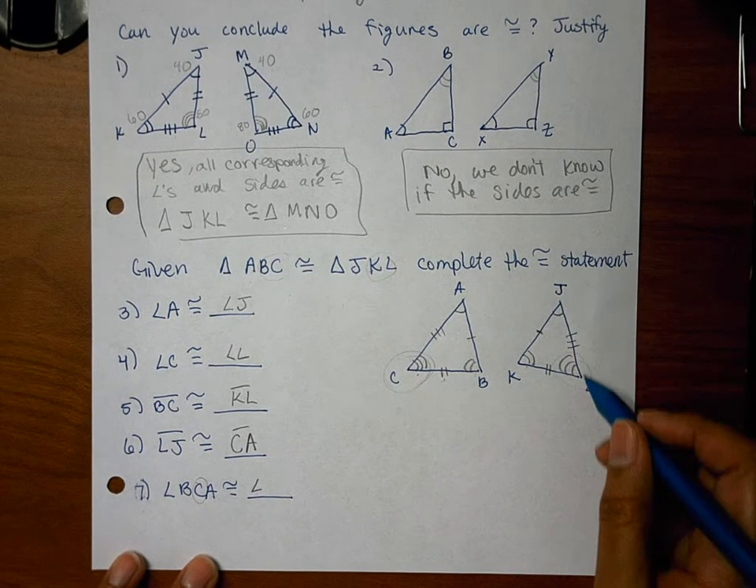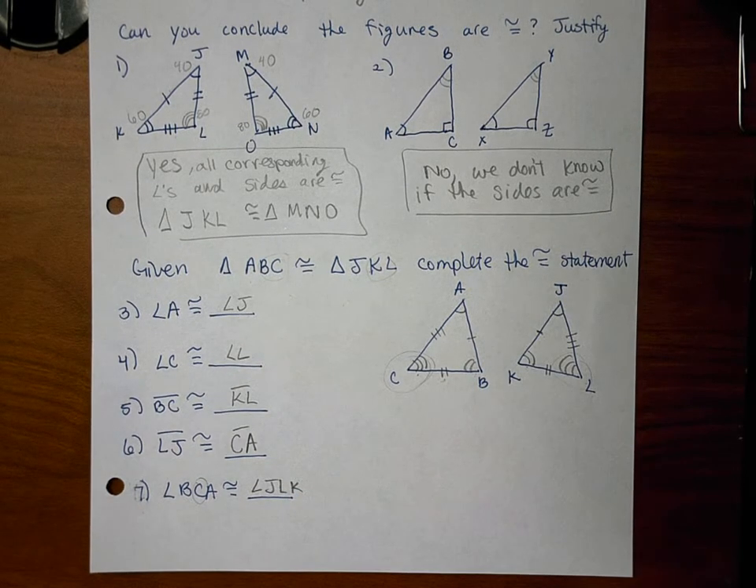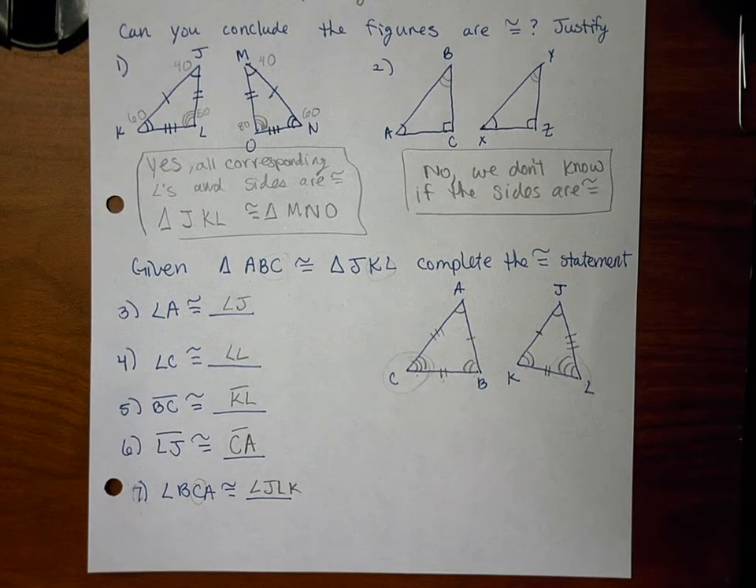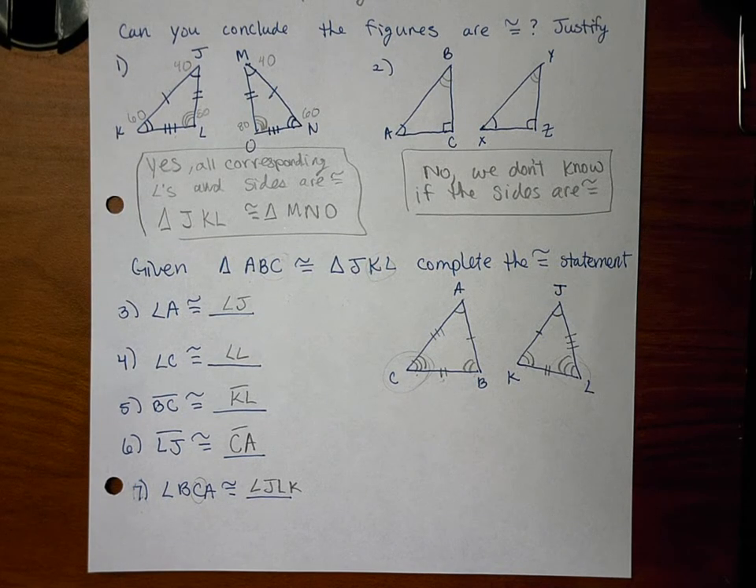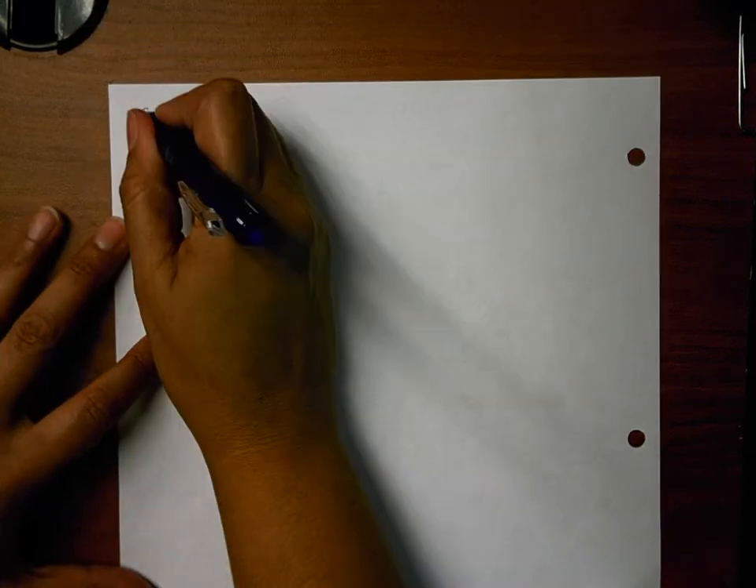BCA is congruent to angle L using 3 letters, JLK or KLJ. It's up to you as long as the L is in the middle. Okay, next piece.